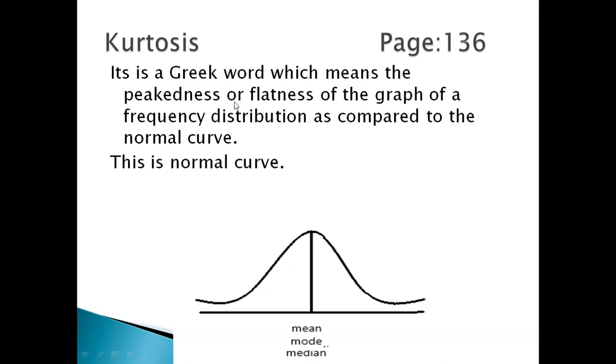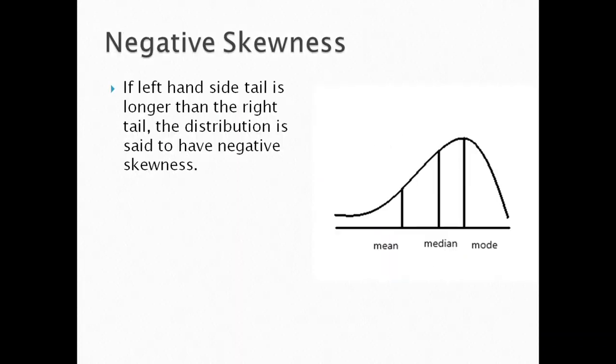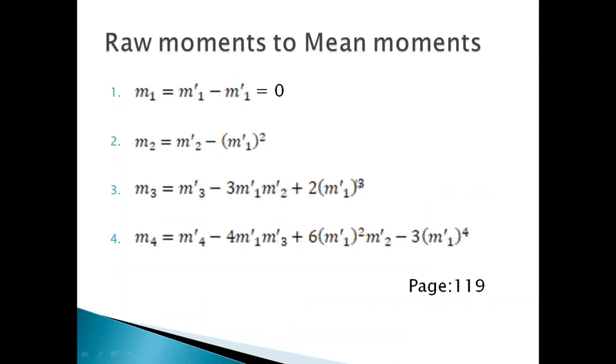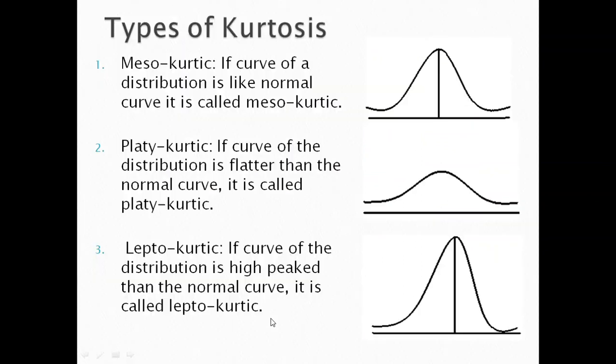Kurtosis measures the peakedness or flatness of the curve. In skewness, we discussed the spread of the curve: in negatively skewed the left-hand side was longer, and in positively skewed the right-hand side was longer. But now we are going to study the height of the curve or the distribution. There are mainly three types of kurtosis.